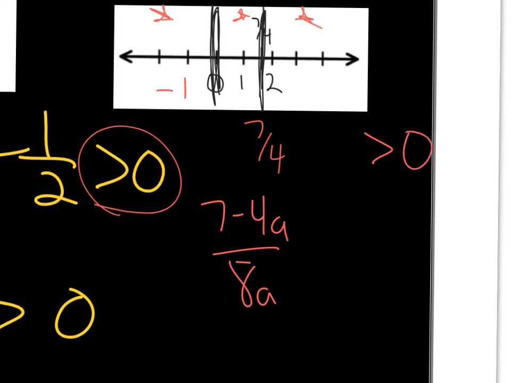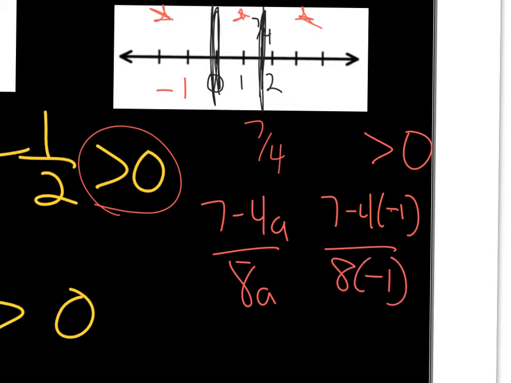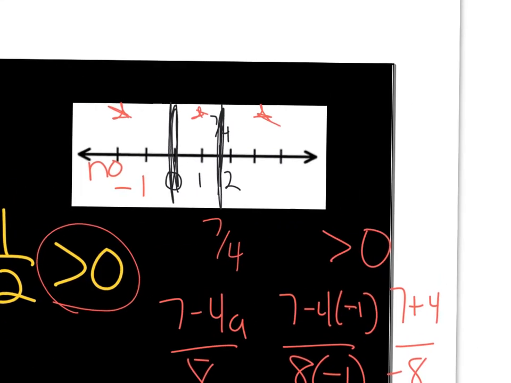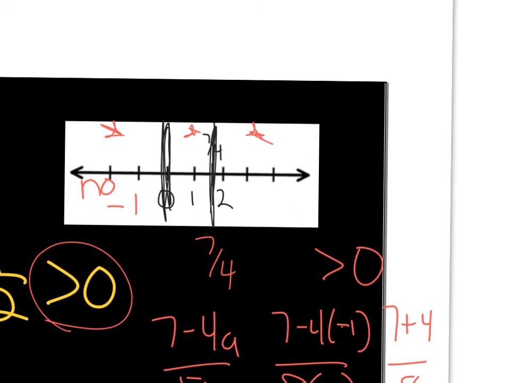So if I test negative 1, let's see what happens. That's going to be 7 minus 4 times negative 1 over 8 times negative 1. So that's going to be 7 plus 4 over negative 8. That gives me negative 11 over 8, so that doesn't work. So that's a no. Now I'm going to test in between. So let's test 1, because 1's nice and easy. So 7 minus 4 times 1 over 8 times 1.